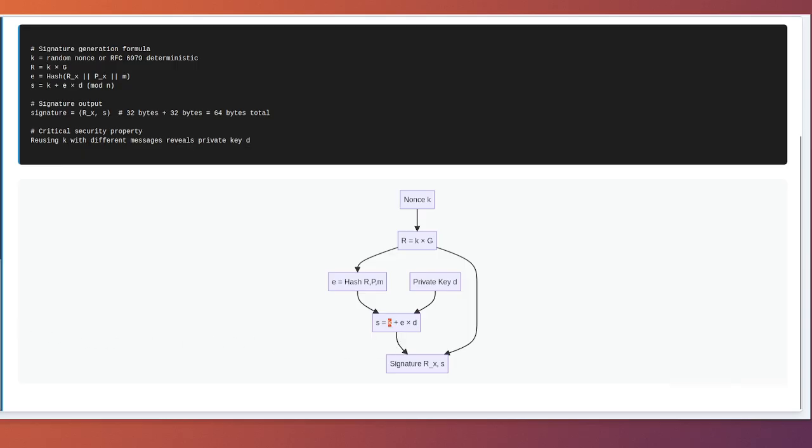The multiplication by the private key D is what proves knowledge of the private key without revealing it. The entire signature construction can be understood as a non-interactive zero-knowledge proof of knowledge of the discrete logarithm of the public key, transformed from an interactive protocol using the Fiat-Shamir heuristic.